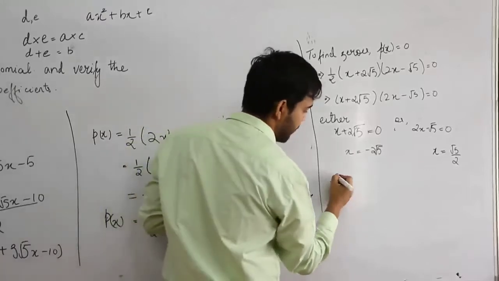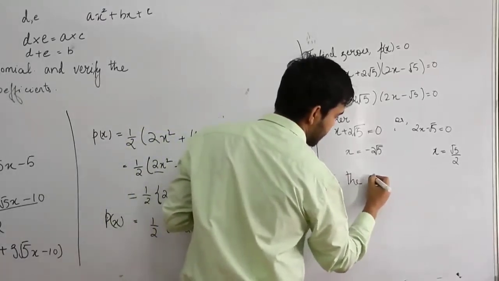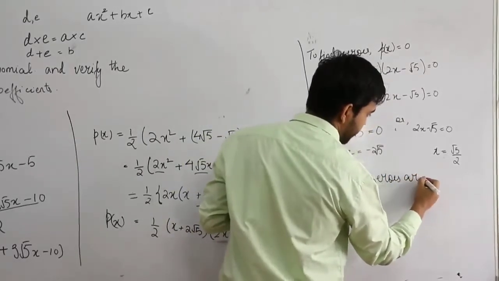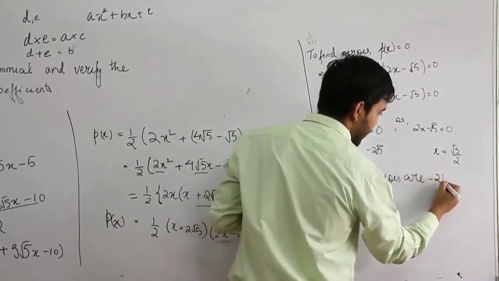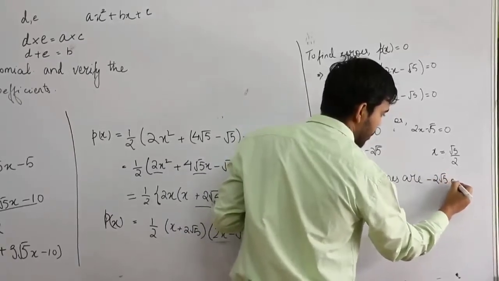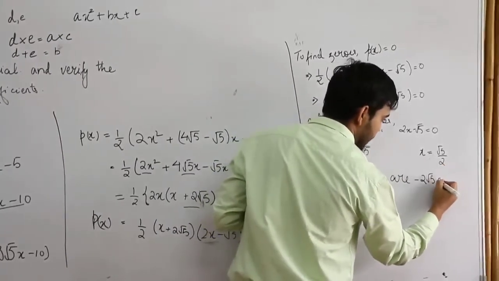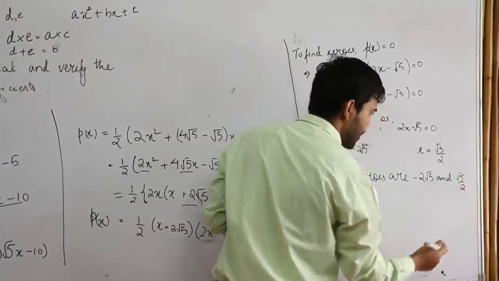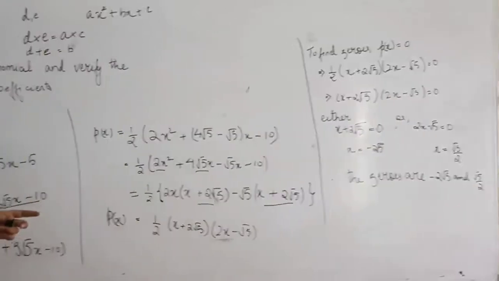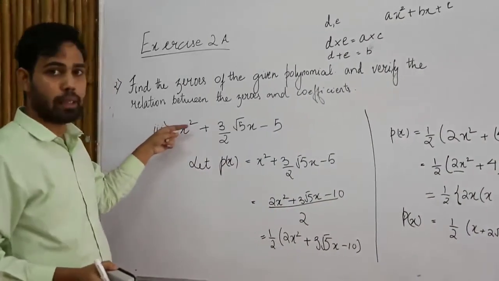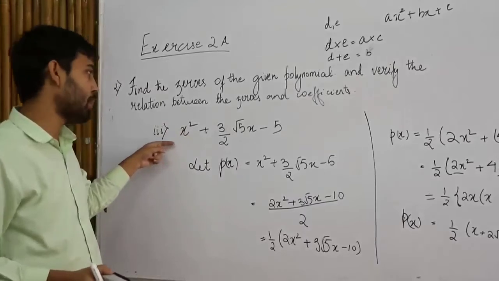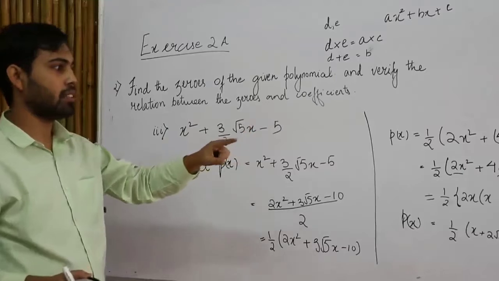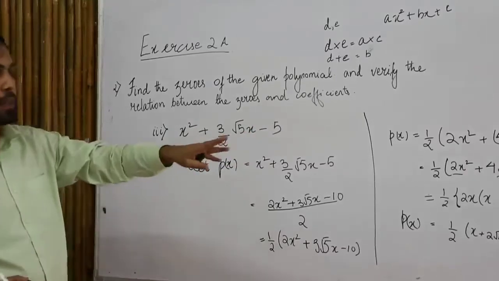So therefore, the zeros are minus 2 root 5, or root 5 by 2. Earlier I told you the number of roots or the number of zeros depends on the degree of the equation or the polynomial. So in this case the degree is 2. Am I getting 2 roots? I am getting 2 roots. So there are 2 roots in this equation. So this is the first part of the question.